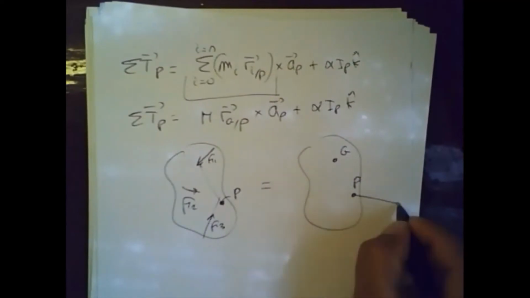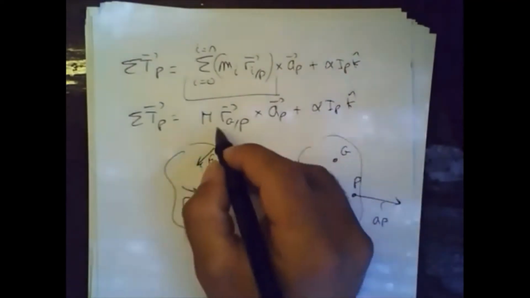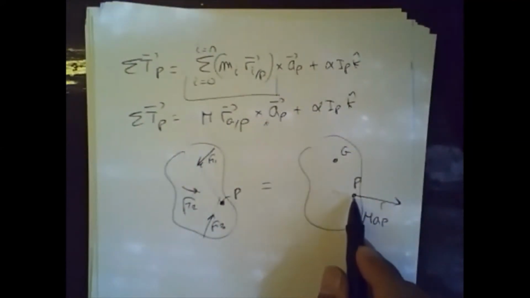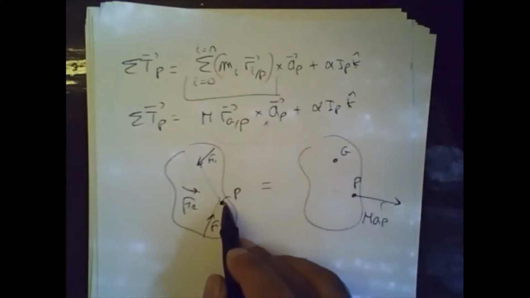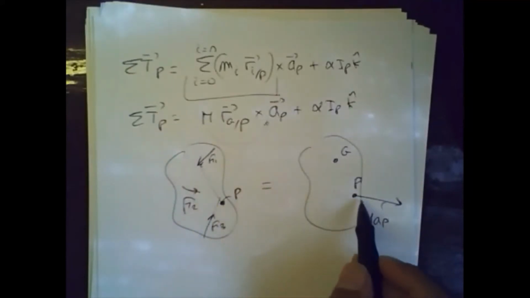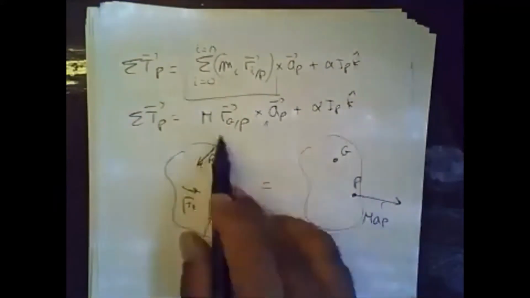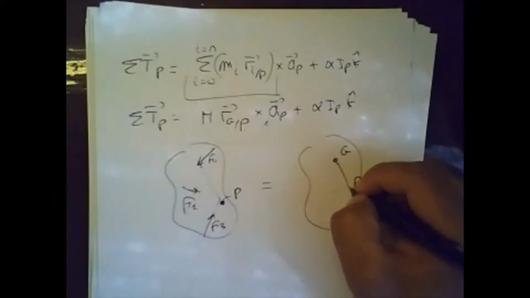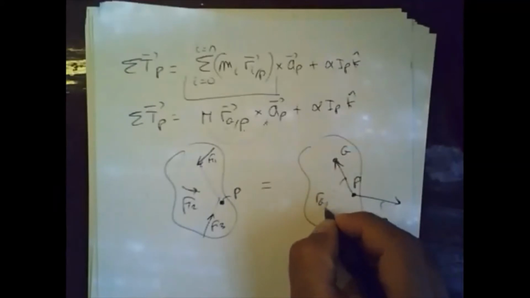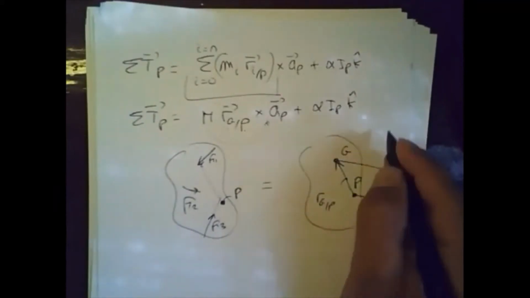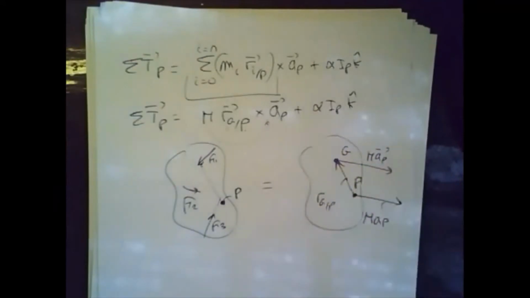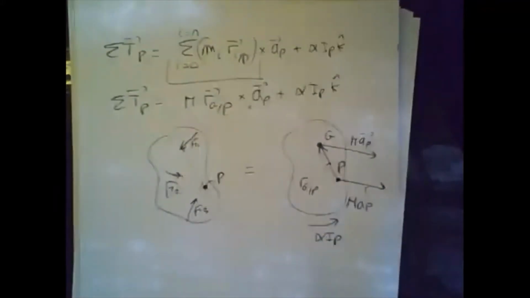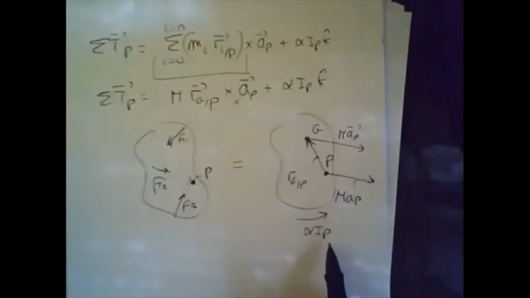And I need to know, first of all, the acceleration of point P, okay? So I have M a_P, the total mass of the rigid body multiplied by the acceleration of point P, for which I'm trying to sum the torques. And what am I doing? I'm taking the cross product of r_GP cross this. r_GP is a vector that points from P to G. So this is my r_GP, and I'm taking this M a_P and putting that here. And I'm adding alpha I_P as my inertial term.